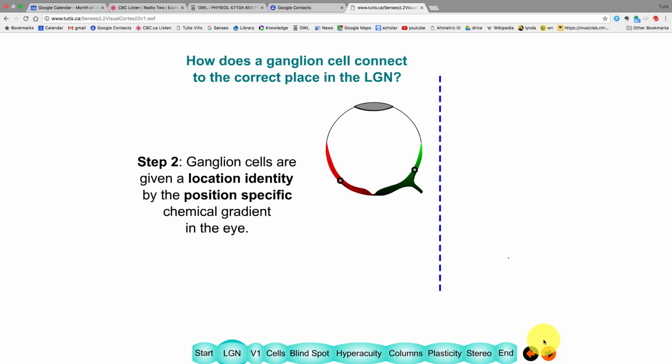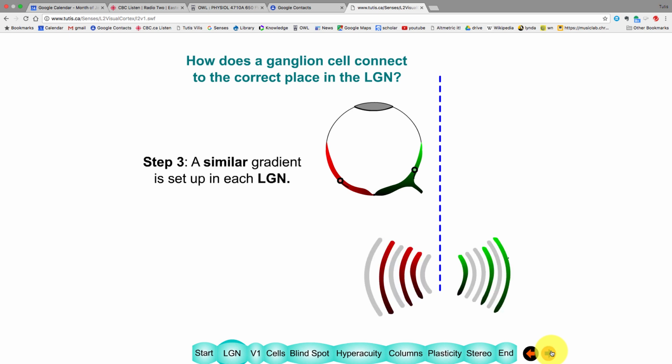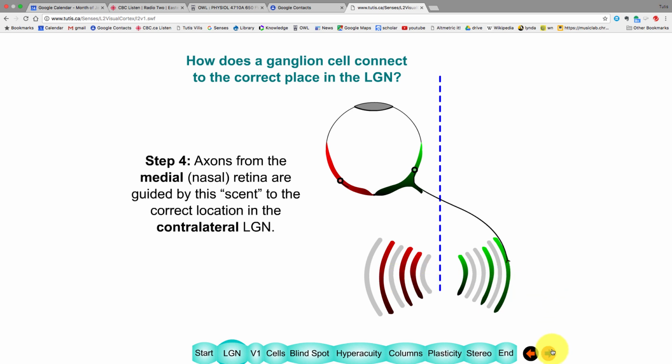So you can see that this ganglion cell takes on this mid-light shade of green, and the other one, the same thing on the opposite side. So a similar gradient then develops in the lateral geniculate nucleus. These cells here are light, these cells here are dark. This is green, this is red. That then attracts the ganglion cell.